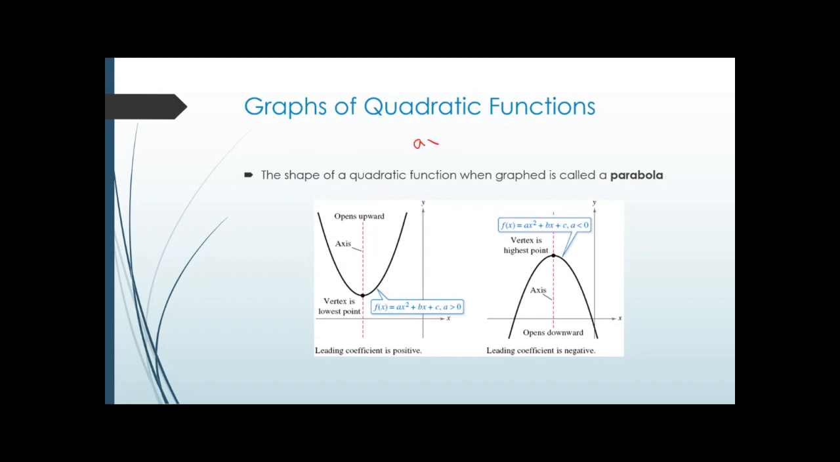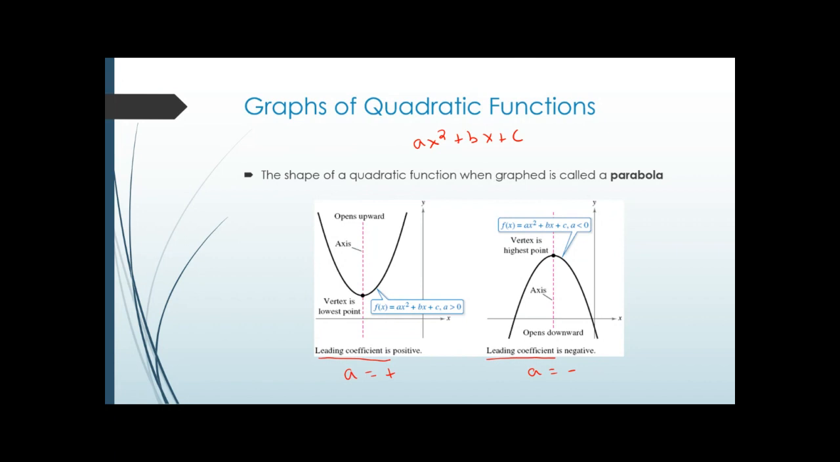So we have ax squared plus bx plus c. So the leading coefficient is a. So if your a, the number in front of the x squared, is positive, it opens up towards positive y. And if your a is negative, then it's going to open down towards the negative numbers. So the value in front of the x squared tells you whether it opens up or down.